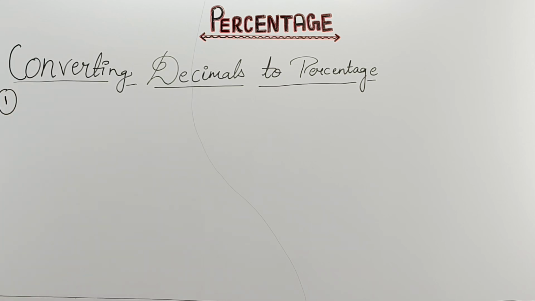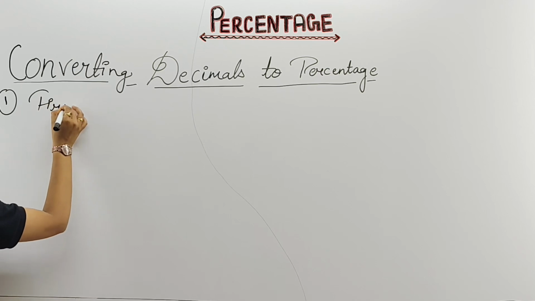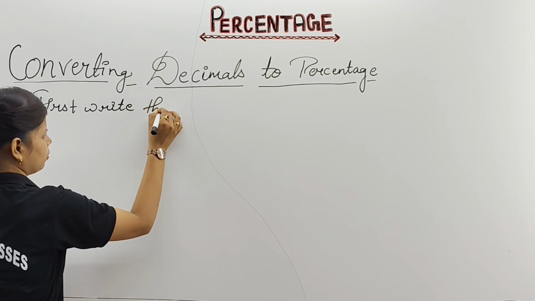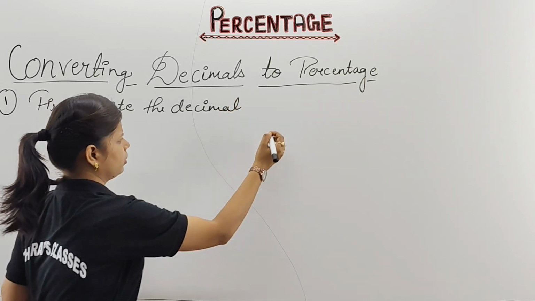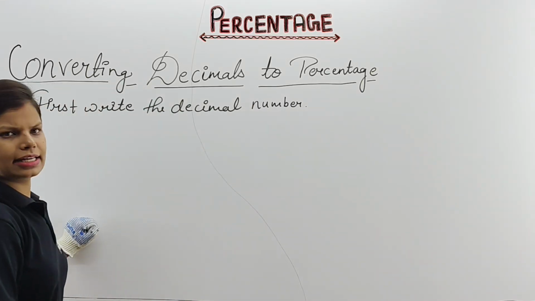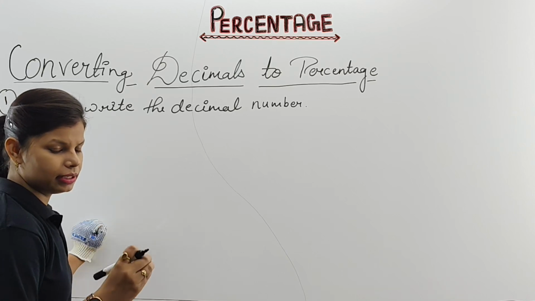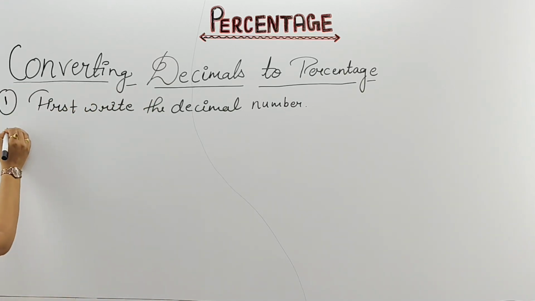To convert decimals into the percentage, first of all, write the decimal part or decimal number. Clear? First you have to write the decimal number. Whatever number is given, first of all you have to note it down, then you have to divide with 100 and afterwards you have to put the conversions on that. Second point that you have to write, please note it down.